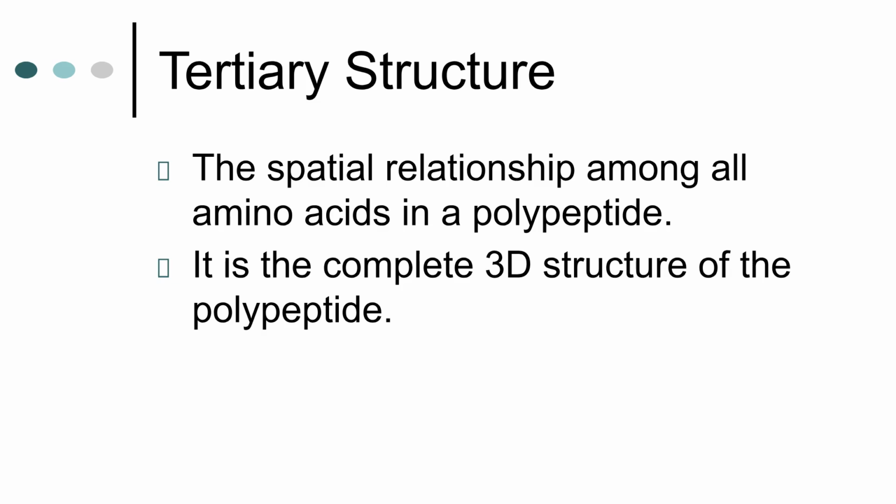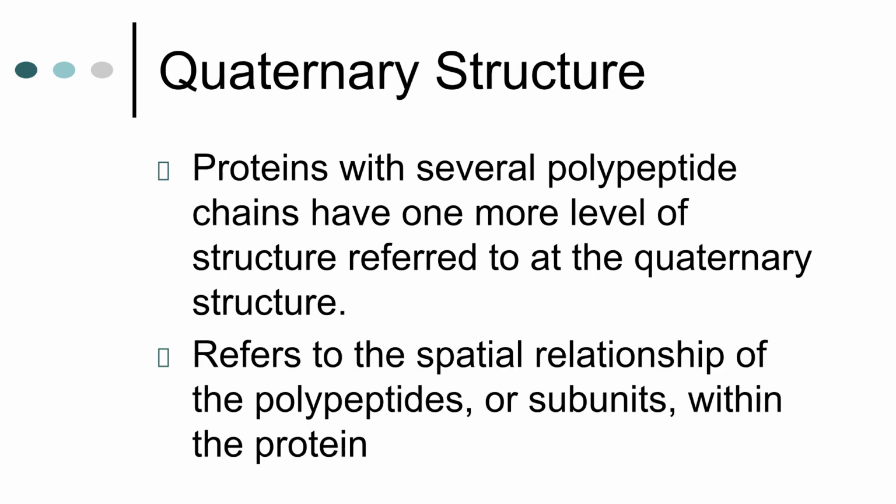Tertiary structure is the complete 3-dimensional shape of a single polypeptide chain. It describes the spatial relationship among all amino acids in that polypeptide. Quaternary structure applies to proteins with multiple polypeptide chains. It describes the spatial relationship of these subunits within the overall protein complex. The primary structure determines the final folded structure.